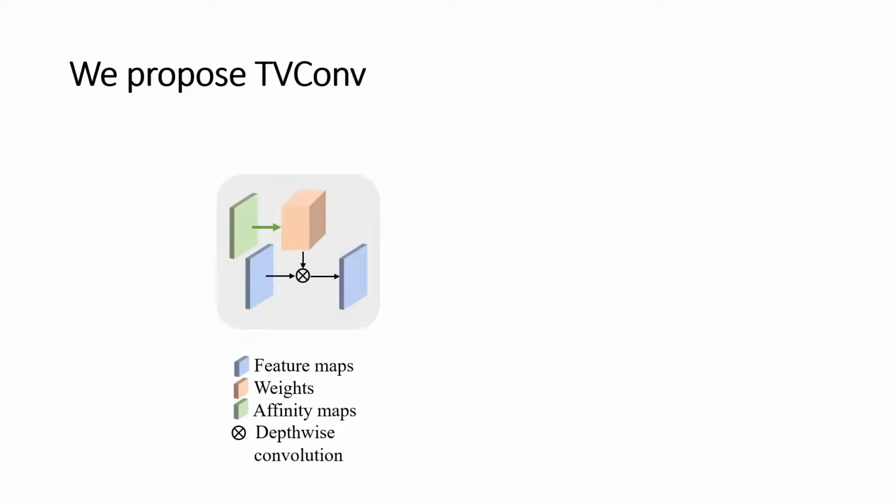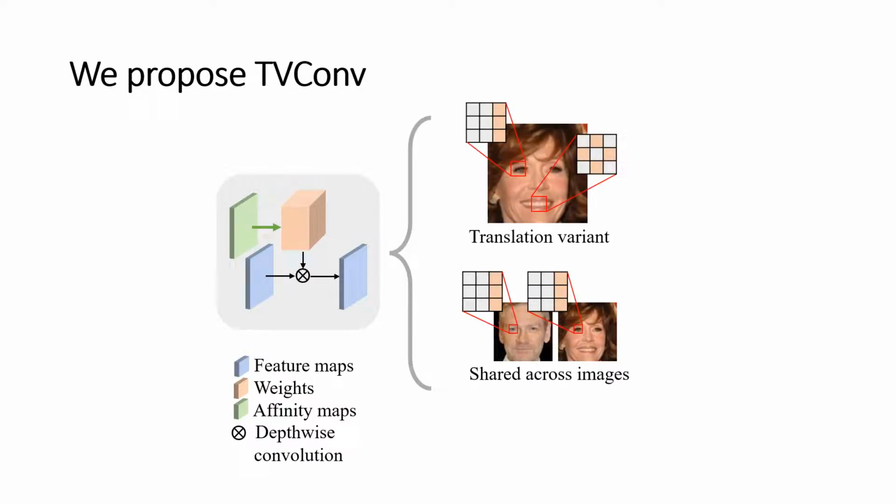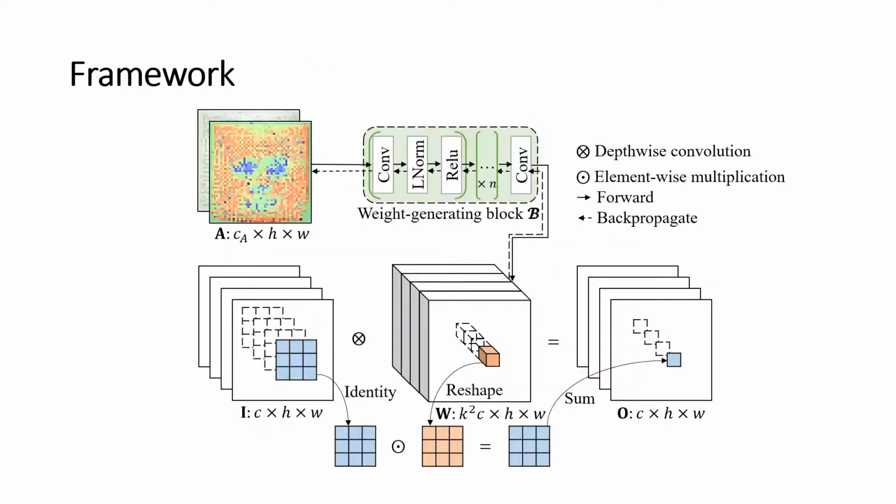To this end, we propose TVConv. The affinity maps are used to generate weights of the filters, which are then applied to the image feature map to get output. TVConv is translation variant and shared across images. Here is a more detailed framework.